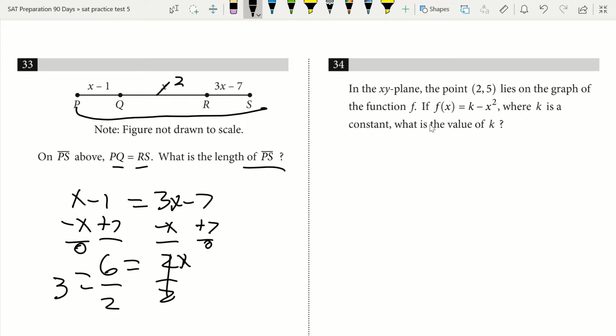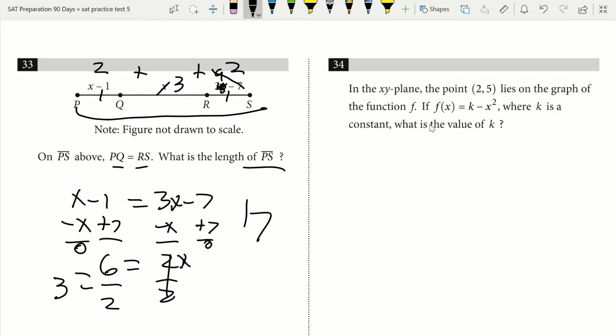We know we're going to have a 3 here then. Then we're going to have 3 times 3, which is going to give us 9. 9 minus 7, that's going to give us 2. We put a 3 in over here. We know it has to be 2 anyways because we know that PQ is the same as RS. So at that point, we just add them. So 2 plus 2 is 4.